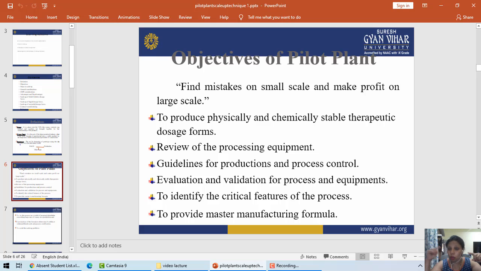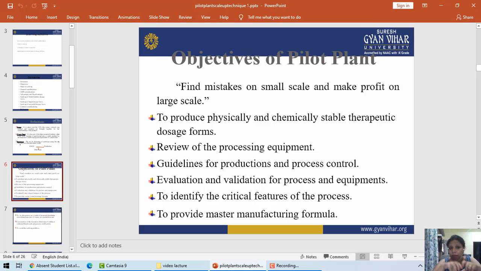To avoid this, what will happen if we use the same formula and a variation occurs? Our 10 lakh batch of tablets would have to be redesigned, and we would have to destroy all 10 lakh tablets. So, to avoid these mistakes on the large scale, and to make a profit, what we do is the pilot plant study.